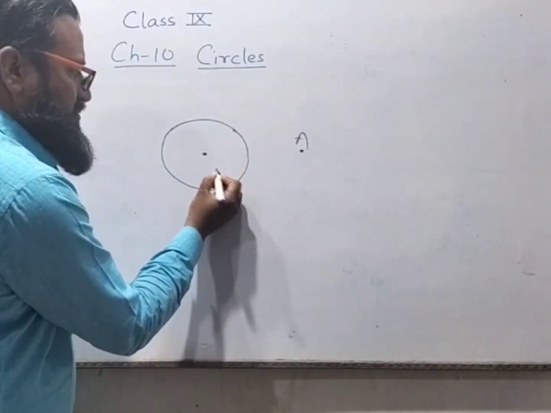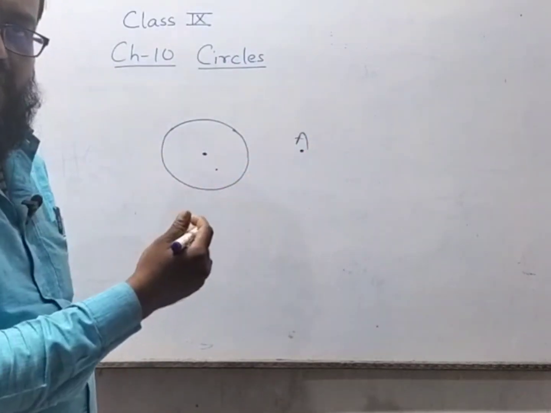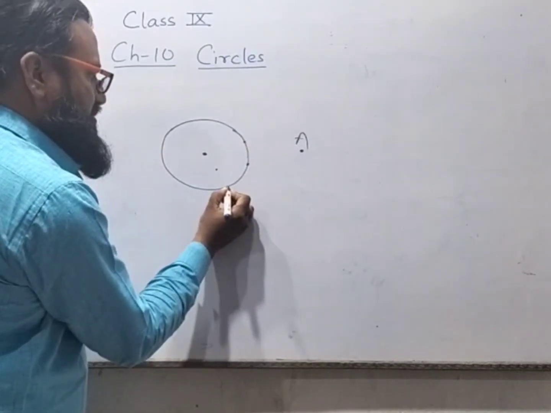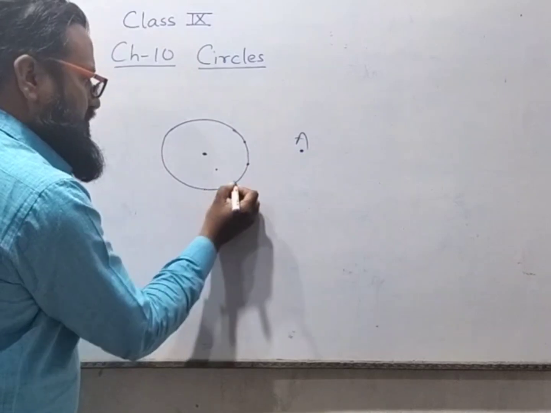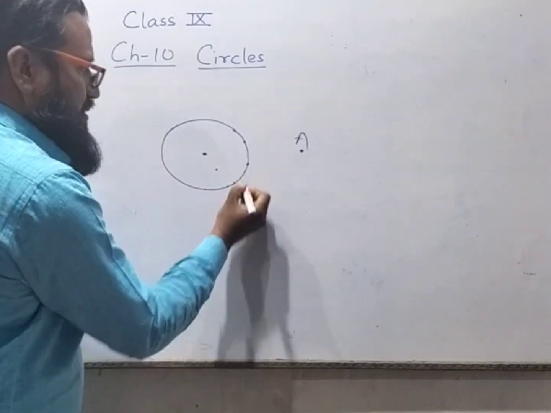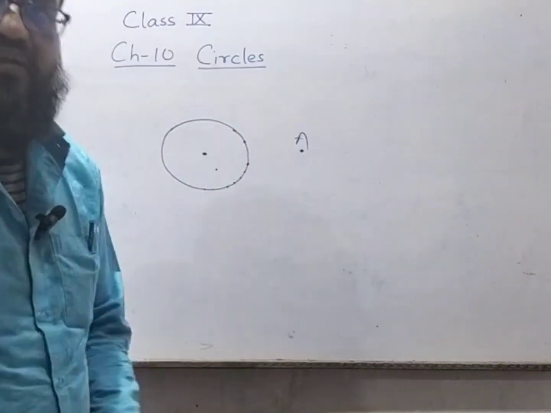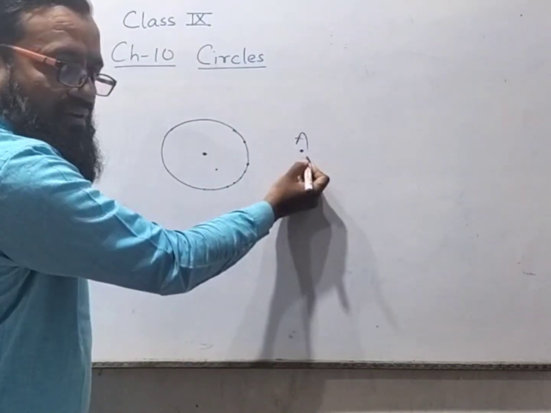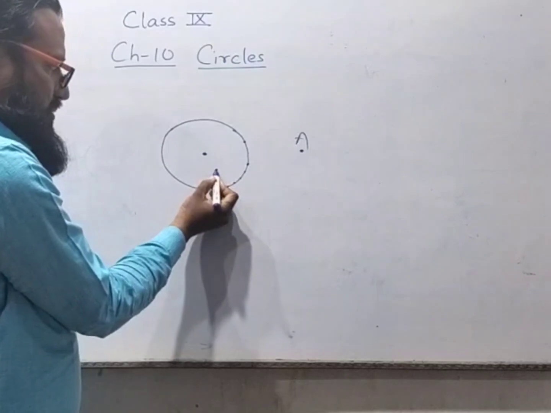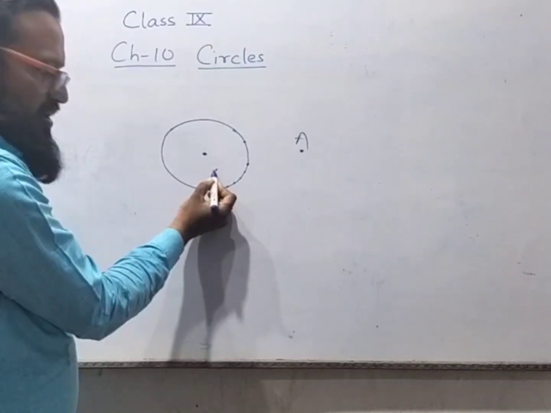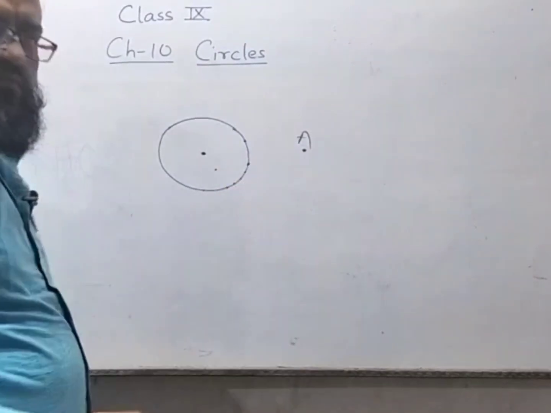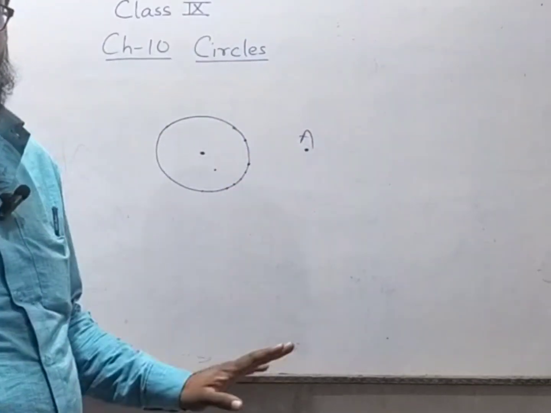This point, interior region. Okay? And this point, and this point, and all of this point lie on the circle. This point is said to be in the exterior of the circle. This point is said to be interior of the circle. And these points are located on the circle. Okay, this is clear.